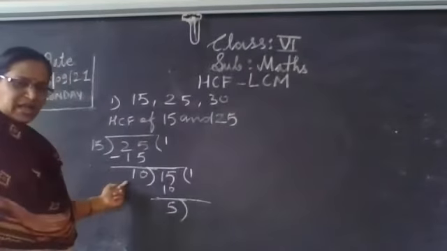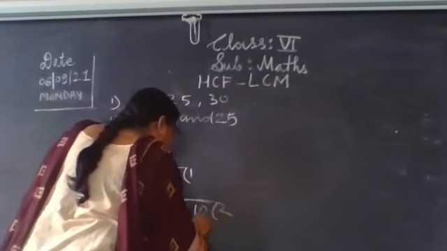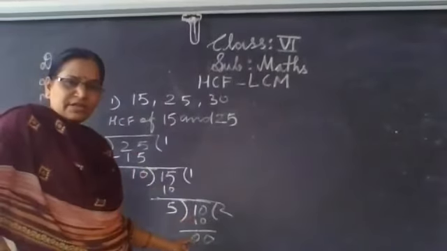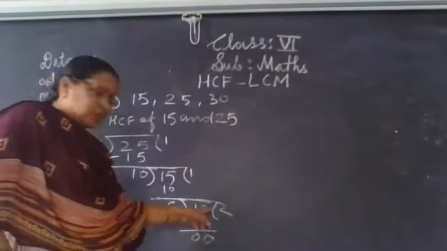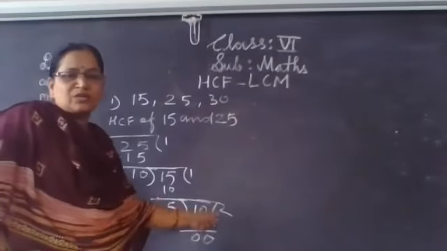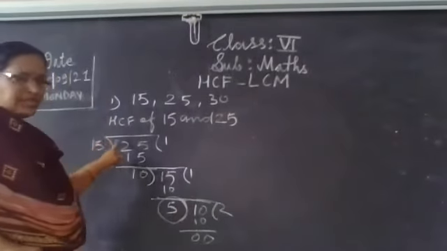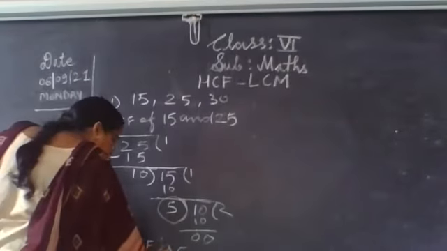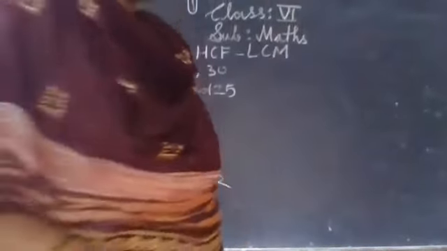And this time we have to keep this 10 as the dividend. 5 twos are 10. You have to divide until you get the remainder 0. Yes, remainder is 0, and 2 is the quotient. 5 is the divisor, but HCF is the divisor, it is not the quotient. So this 5 is the HCF of 15 and 25. Now we will take this 5 and the third number.